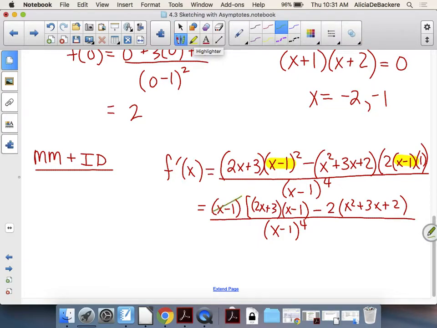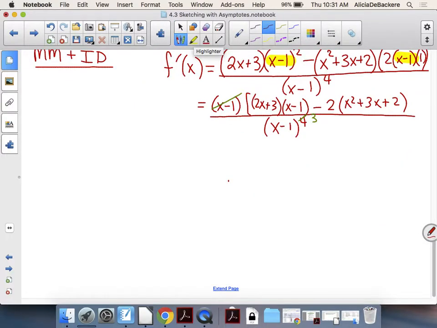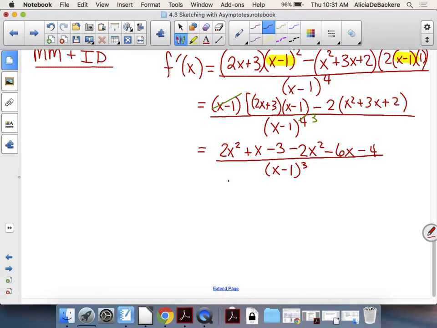Now this is nice because I can cancel that x minus 1 factor, and then I'll just have 3 x minus 1s on the bottom. And then I can simplify this bracket here. So multiplying out those first two brackets, just foiling and collecting like terms, and then distributing the negative 2 into the other bracket. And then collecting like terms on top, my x squared term is going to disappear. I've got 0x squared, I've got negative 5x and negative 7.